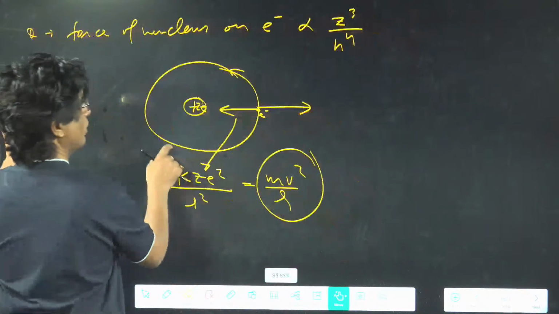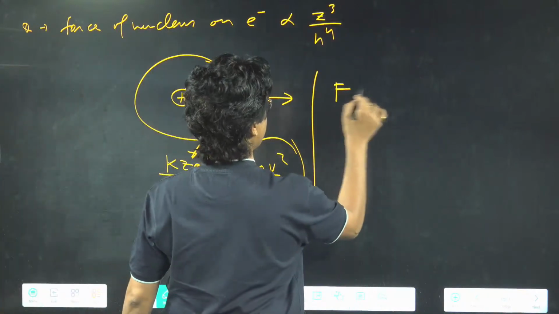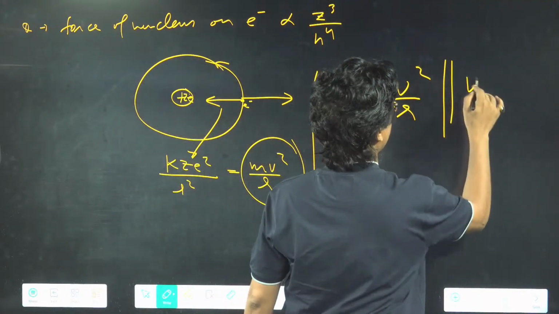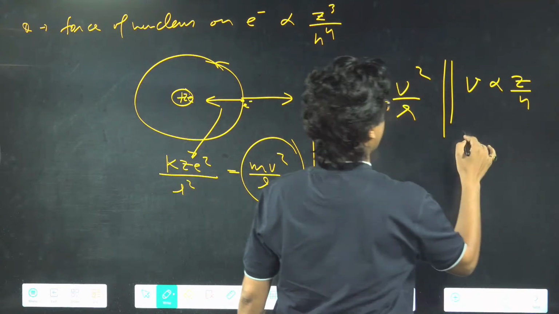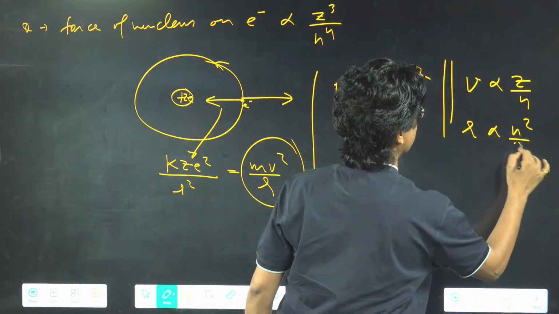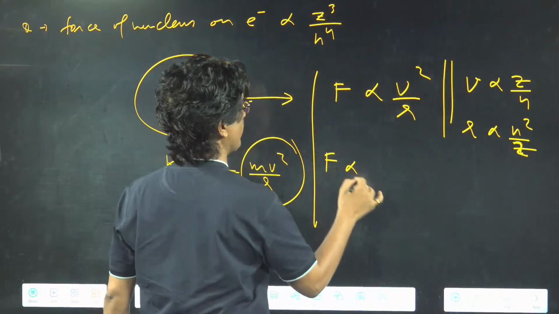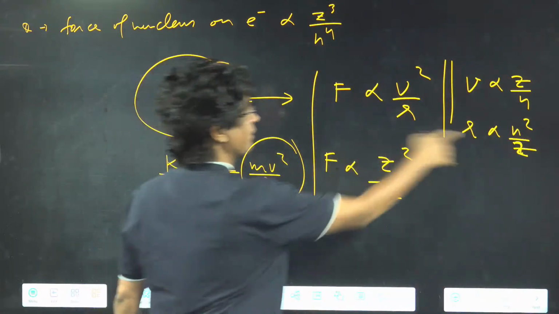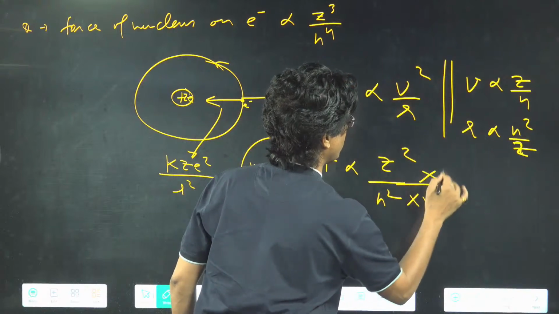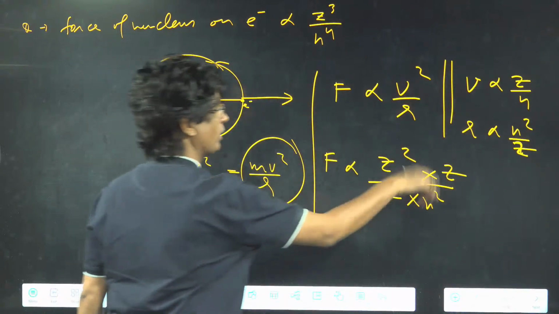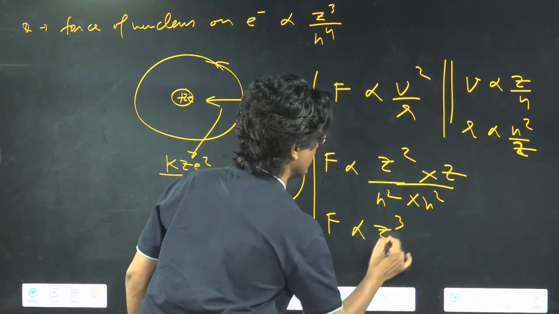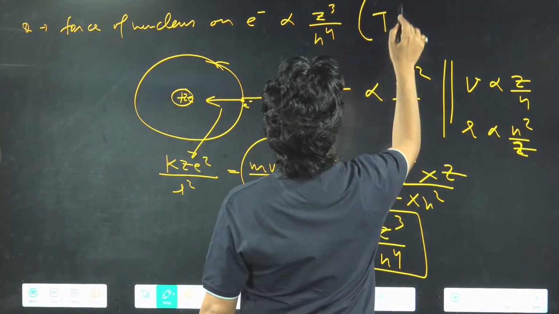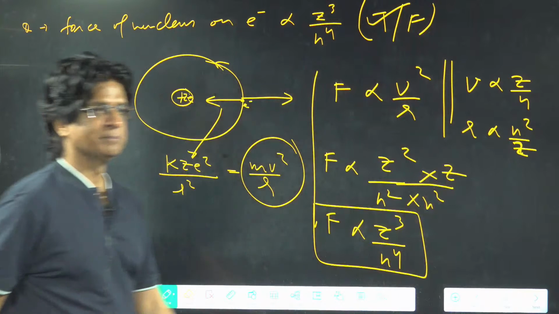Yes or no? So what I'm saying is that this force F is proportional to V square upon R. And I know that V is proportional to Z by N, and R is proportional to N square by Z. So F will be proportional to V square, which will be Z square upon N square, and R will be N square upon Z. Yes or no? Z will go up. So F is proportional to Z cube upon N to the power of 4. Yes, it is also true. This was also true or false? The answer is true.